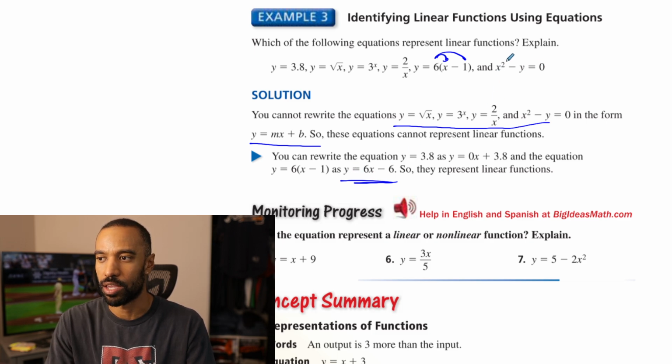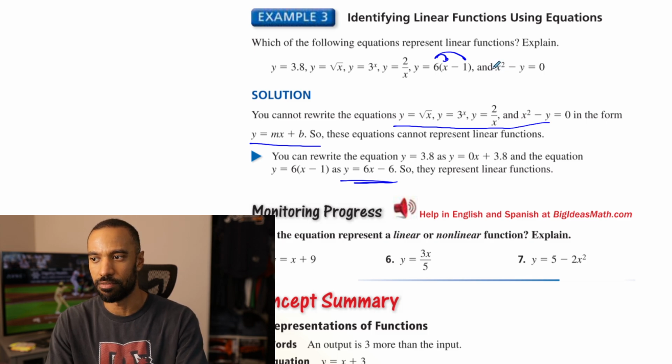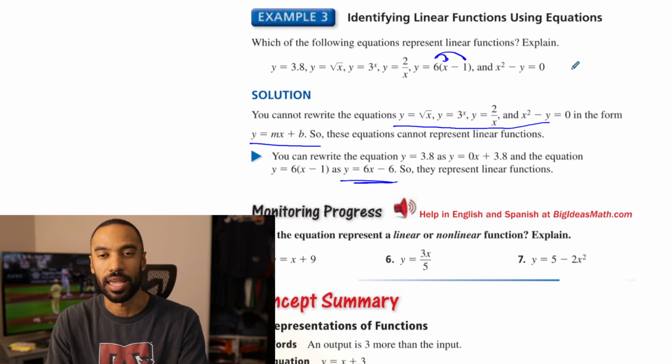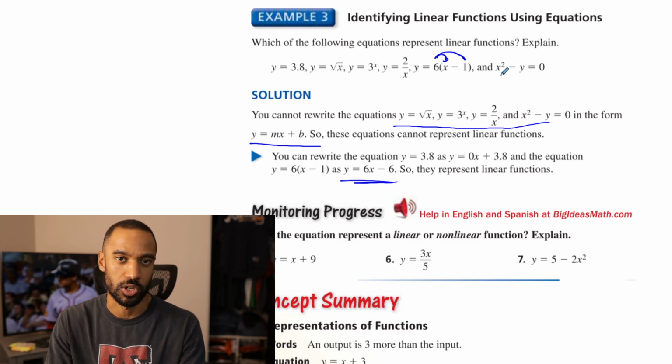And x squared minus y equals 0. This x is squared, not to the first power. Once again, one of those things that even if you subtract it over, it's not in that proper form. This is actually one of those quadratic equations.